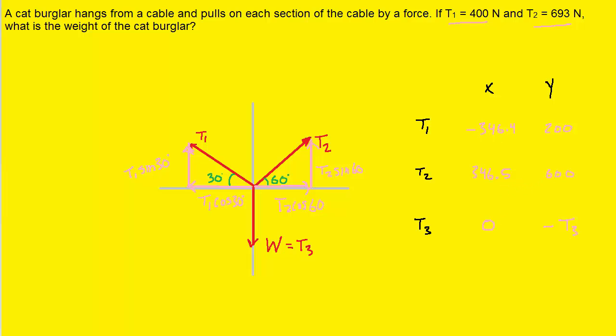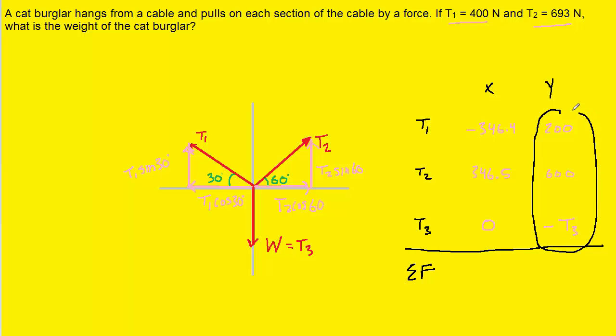And then to figure out T3, which is the ultimate goal of this problem, because remember T3 was equal to the weight of the Cat Burglar, what we can do is actually take the sum of these forces. And we're really only going to have to do this in the y direction in order to find T3. So we're going to be summing these 3 forces. And when we do that, we would just simply do 200 plus 600 plus the negative T3. So that'll actually be minus T3.